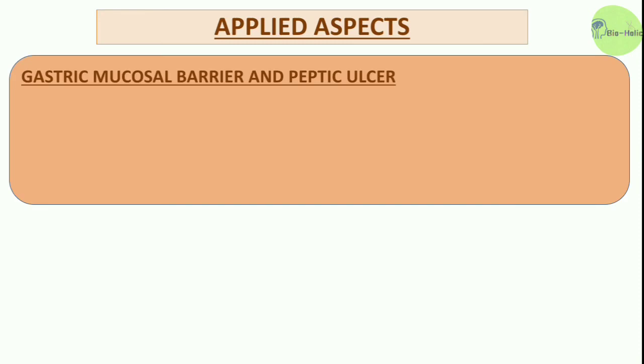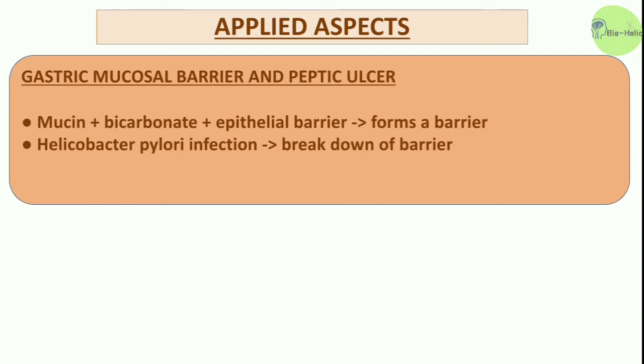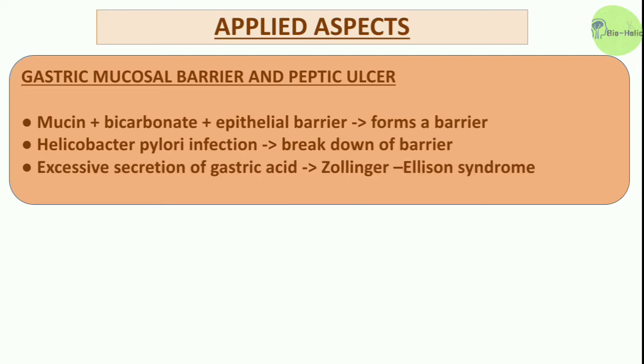Now let us talk about some applied aspects of stomach. Let us talk about the gastric mucosal barrier and the peptic ulcer. The mucin, the bicarbonate and the epithelial barrier form a hard barrier in the stomach that helps protect the stomach layer from the secretion of HCl. Helicobacter pylori infection causes breakdown of this barrier. And excessive secretion of gastric acid also sometimes causes the breakdown of the barrier.